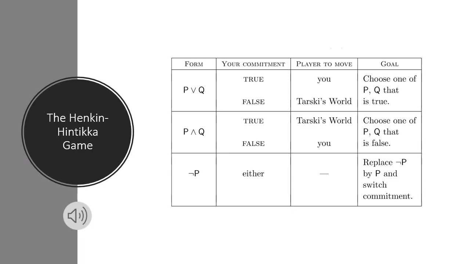And then the easiest is negation. It doesn't matter what your commitment is, you simply replace the negation of P with P, and then you switch your commitments, so the two players switch their various commitments. Again, this allows us to step down to a simpler sentence, and by simpler, I mean fewer Boolean connectives. After a finite number of steps, there won't be any, and you're down to atomic sentences. So these are the game semantics, and they really underscore the truth functional nature of the Boolean connectives. On the next slide, we'll go through an actual example using Tarski's world.